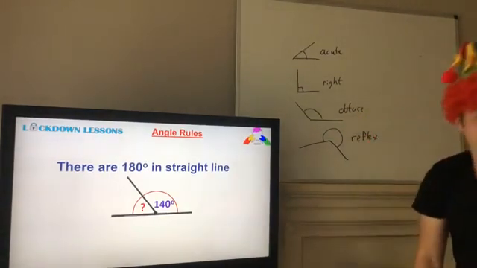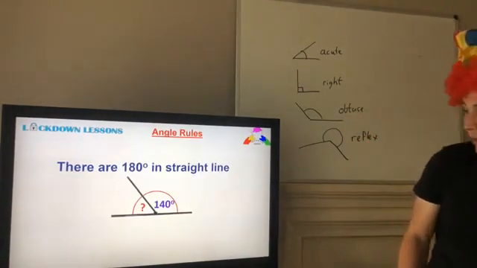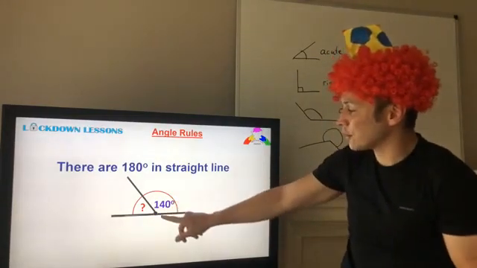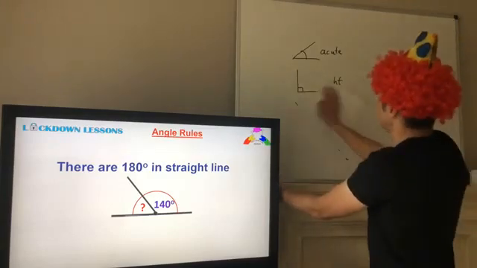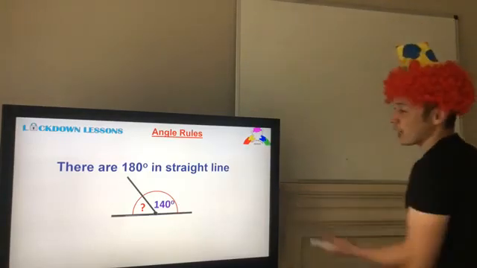Okay, you got it there? Yeah. What do you reckon? 40. Brilliant. So we've got 140 degrees there. We know it's got to be 180 altogether. So all we need to do is find out what's missing.